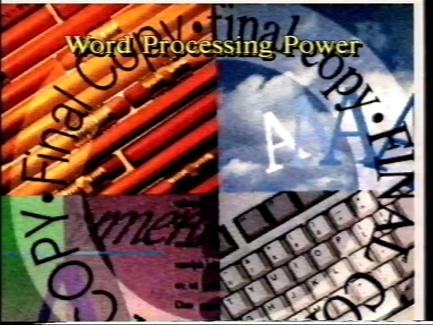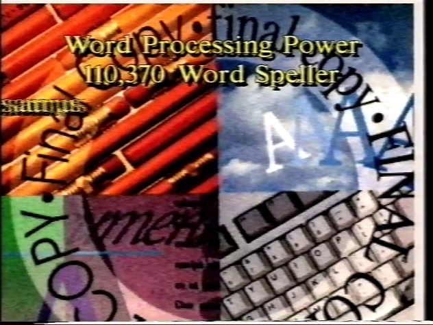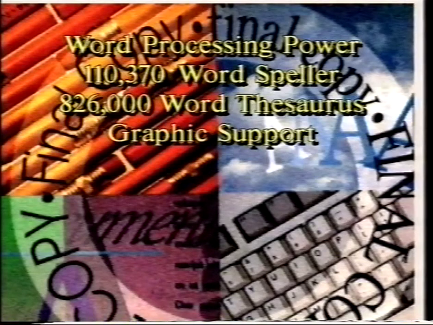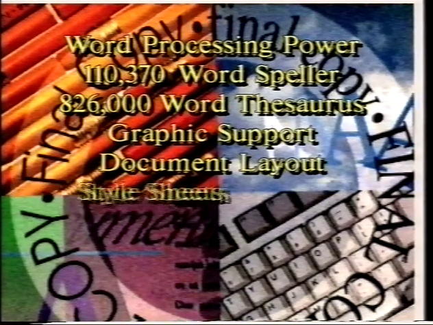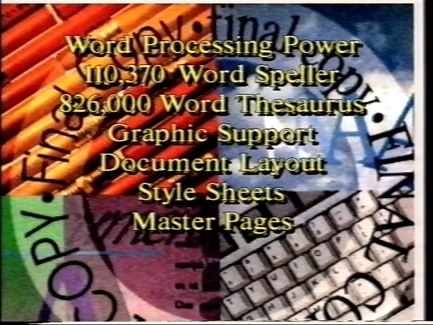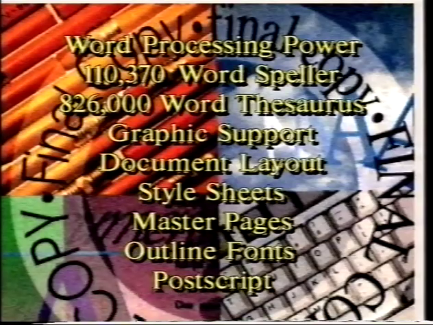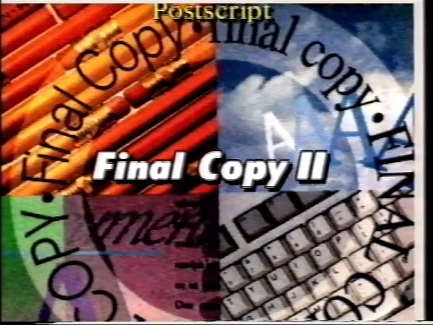Final Copy 2 is the word processor for the Amiga, with massive word processing power, spell checker, thesaurus, the ability to create and import graphics, easy document layout, with style sheets, and master pages. The use of outline fonts together with a PostScript printer support gives superb output. Final Copy 2 gives truly professional results.